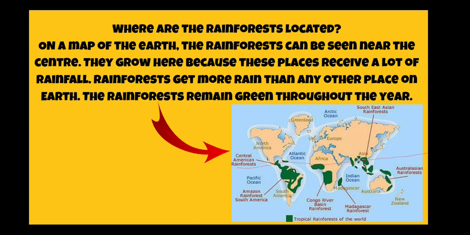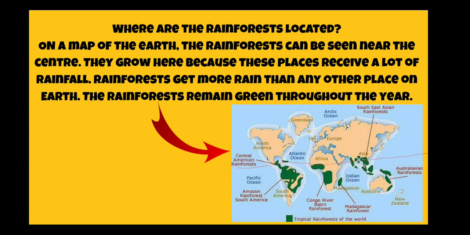So on a map of the Earth, the rainforest can be seen near the center. They grow here because these places receive a lot of rain. So a lot of evaporation takes place because this is the hottest place as well. Equator gets the most sunlight. So a lot of evaporation takes place, lots of clouds are made, and therefore a lot of rain occurs here.